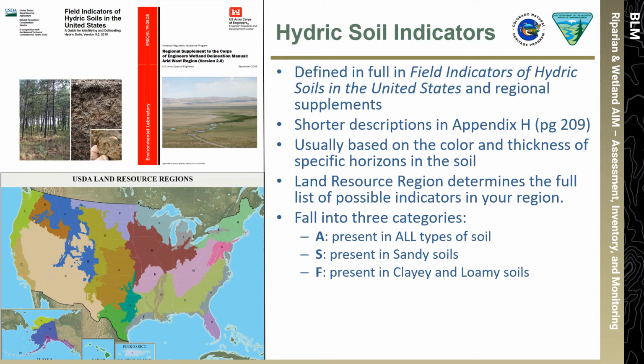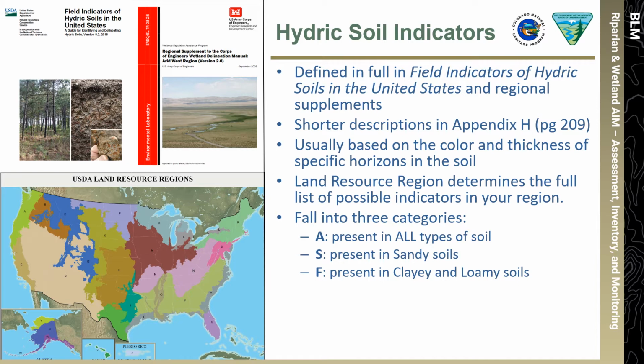Hydric soil indicators are intended to be location-specific. For each Land Resource Region, or LRR, as shown in the map on the bottom of the slide, there is a limited list of indicators which can be expected to occur. A list of indicators used for each LRR can be found in the appendices of both manuals shown on this page. And the LRR a particular site falls into will be provided in the plot information within the Field Maps app.